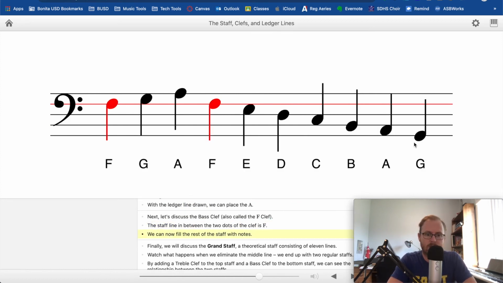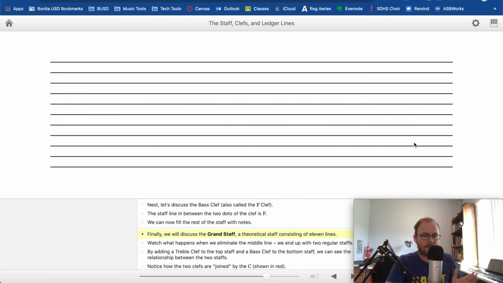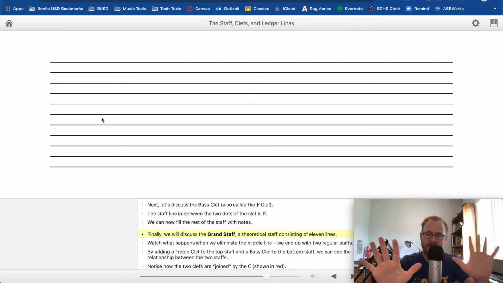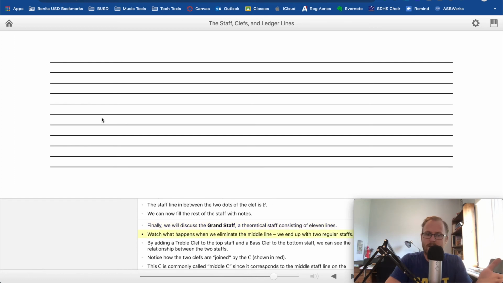So between our treble clef and our bass clef, we now have kind of a rough idea about where these notes go. Now, why does this matter? Why are there two clefs? Why do we have to worry about all of this stuff? Let's talk about the grand staff for a minute. So the grand staff is a theoretical staff of 11 lines. Now, 11 lines is 10 plus 1. So if we had our treble clef of 5 and our bass clef of 5, and a special one in the middle, that would be our grand staff.